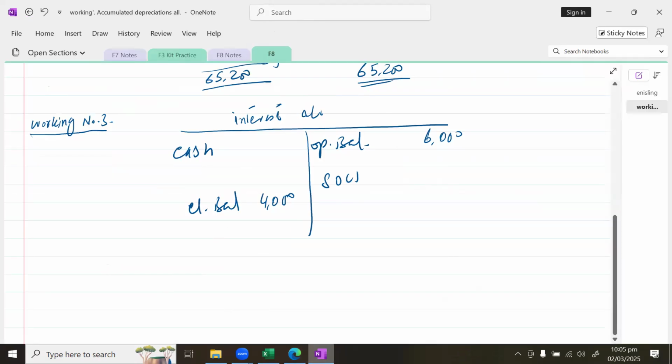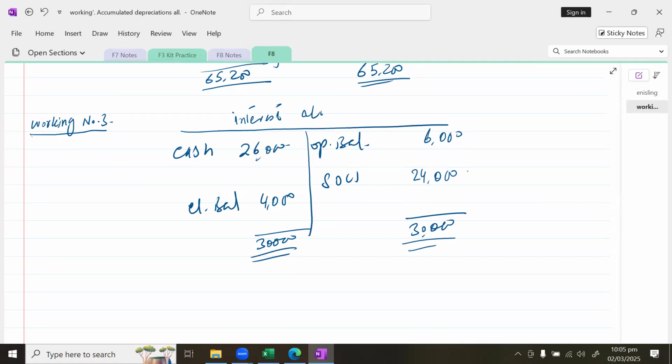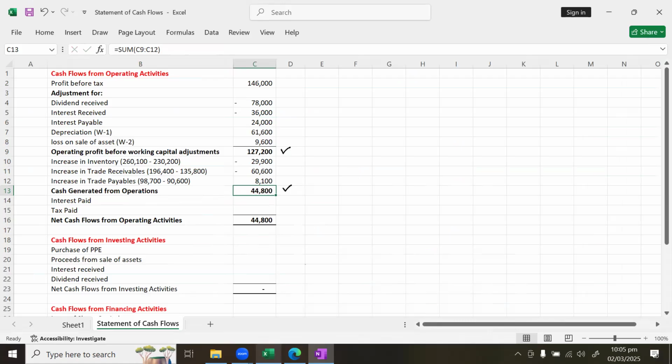24,000. 24 plus 6 is 30,000. Minus 4 is 26,000. This will be a balancing figure. So interest will come up from working 3. How much we have paid actual in cash is 26,000.